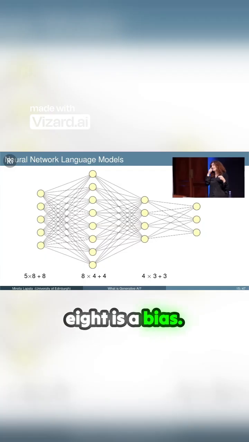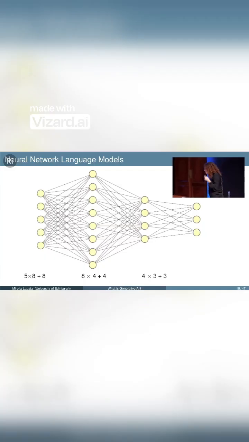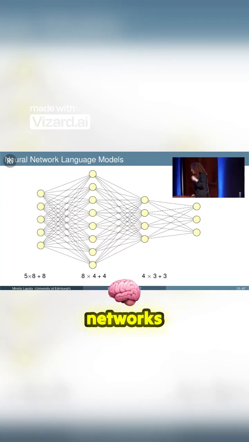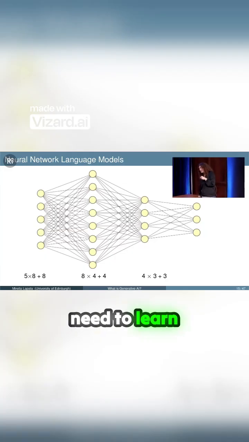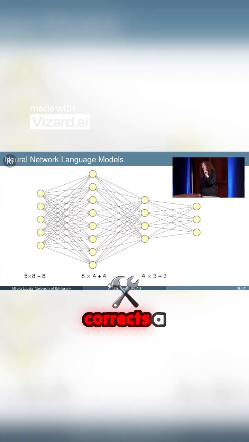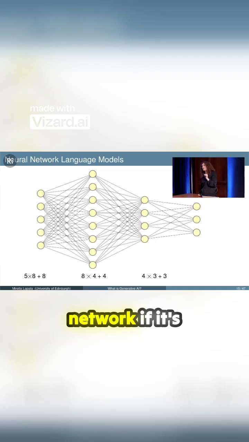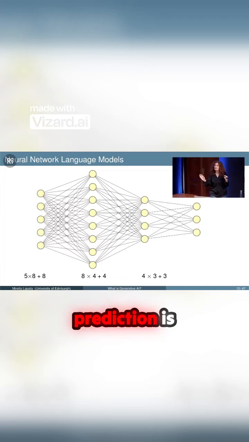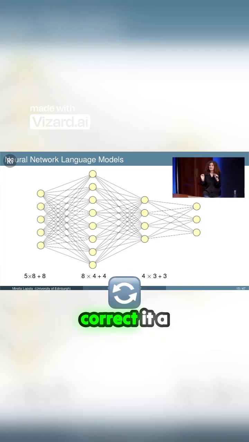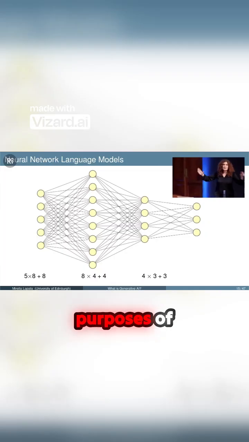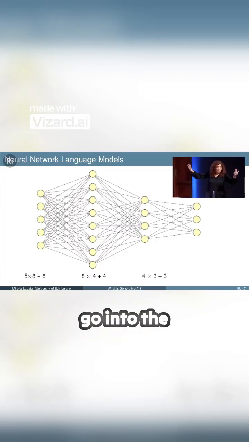This plus 8 is a bias. It's a cheating thing that these neural networks have. Again, you need to learn it, and it sort of corrects a little bit the neural network if it's off. It's actually genius. If the prediction is not right, it tries to correct it a little bit. So for the purposes of this talk, I'm not going to go into the details.